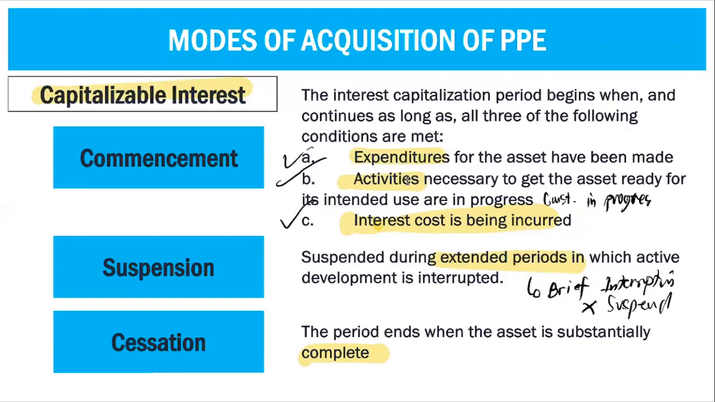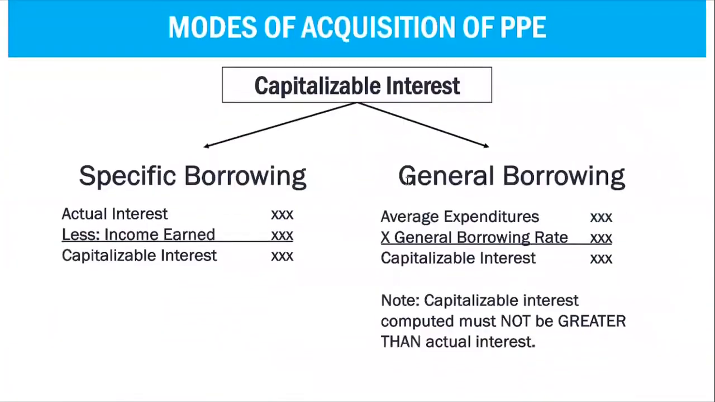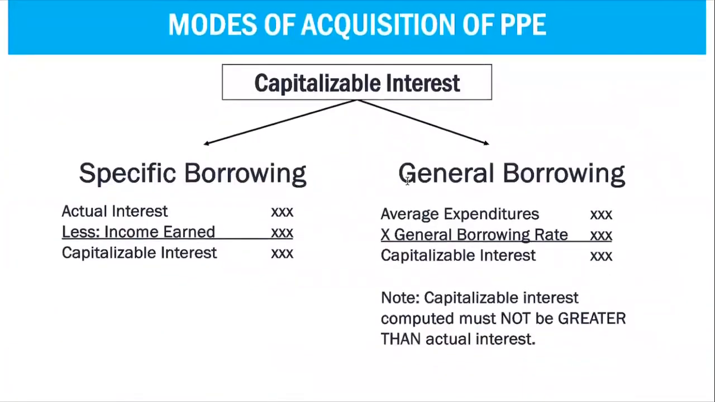Okay? So after knowing when to commence, when to suspend, and when to cease, let's now compute for your capitalizable interest. So how do we compute for your capitalizable interest? It depends on the type of borrowing. So the borrowing can either be a specific borrowing or a general borrowing. What's the difference? In a specific borrowing, you borrowed specifically for the purpose of constructing that particular asset. General borrowing, you just borrowed, but not minding the purpose of construction.